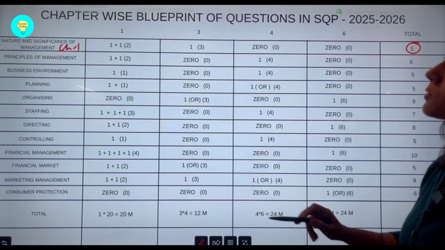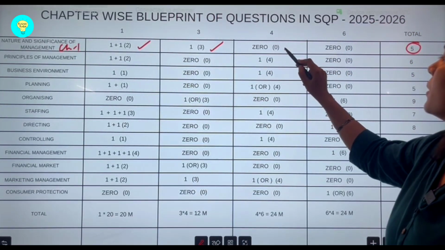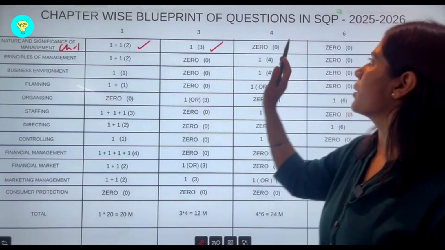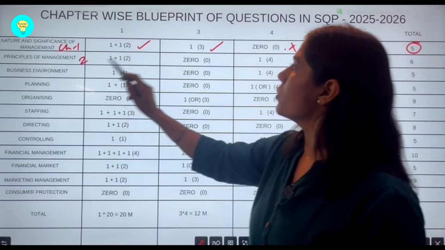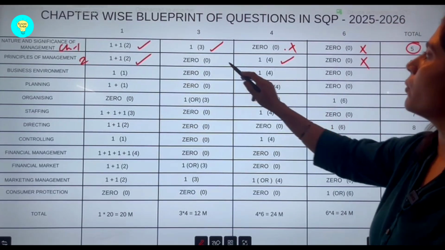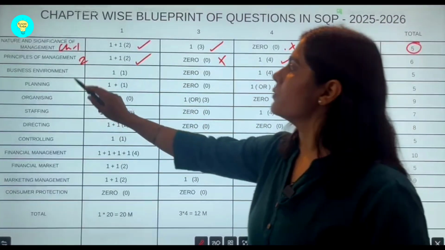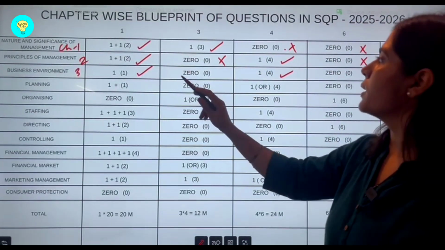And here you can expect 1 markers, 2 1 markers, 1 3 marker, and just 1 3 marker, no 4 markers and no 6 markers. Similarly, in chapter 2, you have got 1 markers and a 4 marker, but no 6 marker or no 3 marker. Similarly, in chapter 3, there are 1 markers and 4 markers, totaling 5.